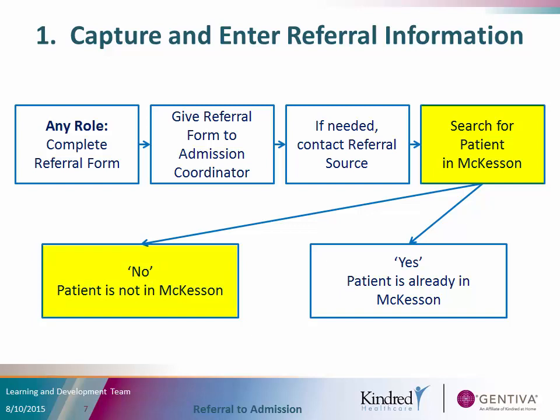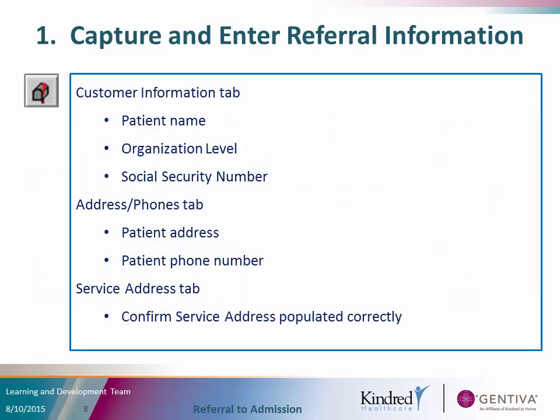So let's review the steps of that process. On the Customer Information tab, the admission coordinator enters or confirms the following demographic information for the new referral: the patient name, the organization level, and the Social Security number. Then he or she enters or updates the patient address and phone number and confirms the service address. These steps in McKesson are unchanged by implementing the hospice system.